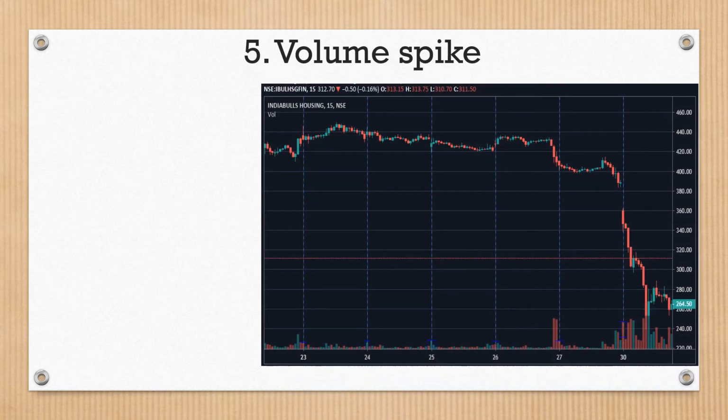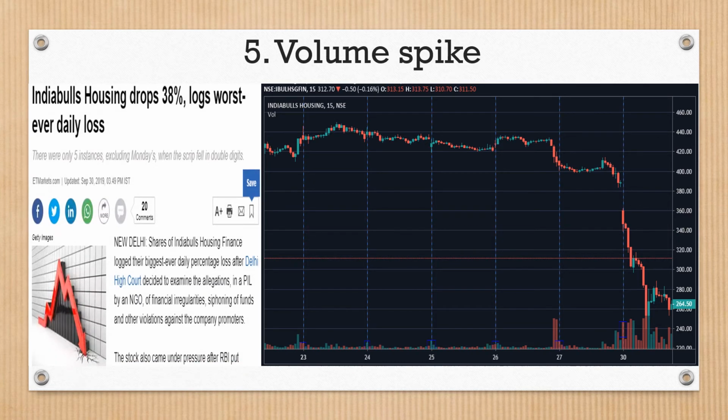Indiabulls Housing Finance, the stock was on news and witnessed a 5% gap down and also witnessed huge first 15 minutes volume. The volume was much higher than last 5 days average 15 minutes volume. On that particular day, the stock was almost 38% down. That is the power of selecting the right stock using these steps.